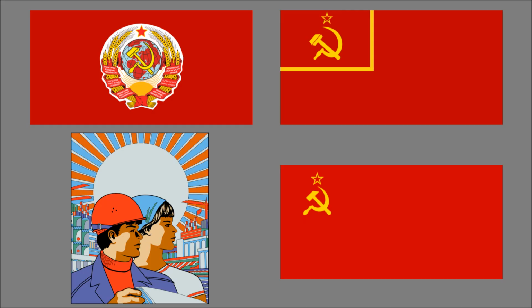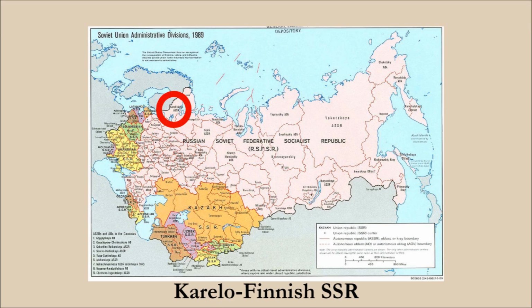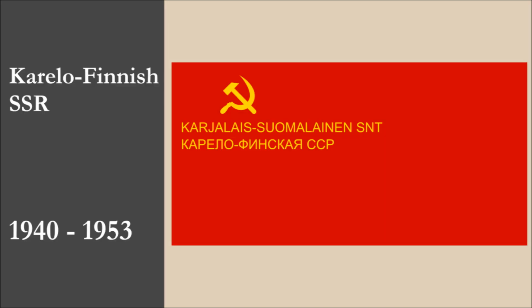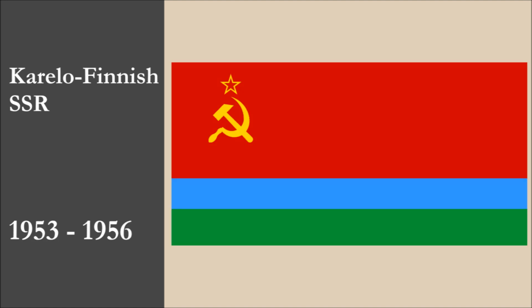There was one other Soviet Socialist Republic that existed, and that was the Karelo-Finnish SSR. It was formed in 1940 and lasted until 1956, when it was demoted and became part of the Russian SFSR. Here we can see the flag from 1940 to 1953, and this was the flag from 1953 to 1956.